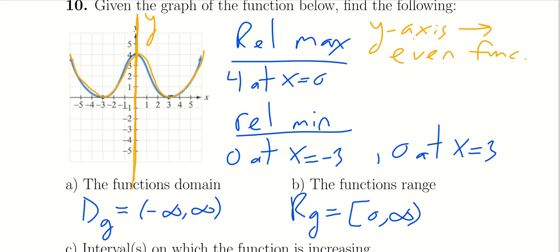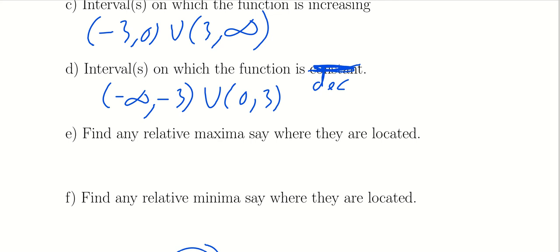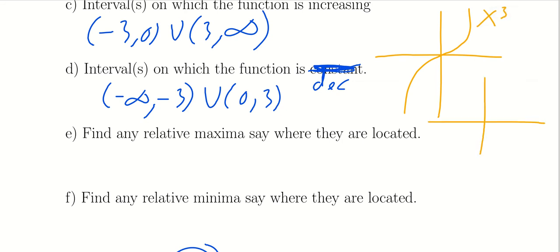We had another type of symmetry, which was origin symmetry. And if a graph had origin symmetry, then it was an odd function. The best examples of origin symmetry, you can think of them as double reflections about both the y and the x-axis. But to see an example, x cubed is a classic example of a function that has origin symmetry. Or even the cube root of x.